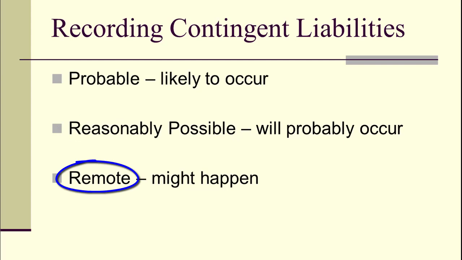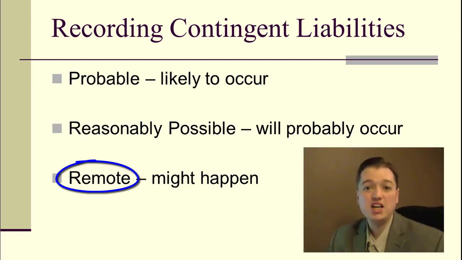If it's remote, as far as FASB is concerned, it doesn't get reported at all. Now, even though FASB says you don't have to disclose it, because of our litigious society, all the lawsuits that happen all the time, most business leaders will still disclose remote possibilities. They can't do it in the financial statements because FASB says you can't. So instead they'll put it in what we call the management letter.